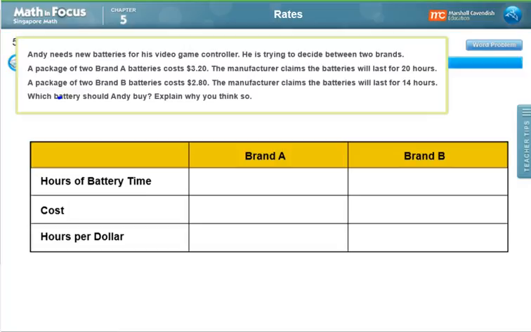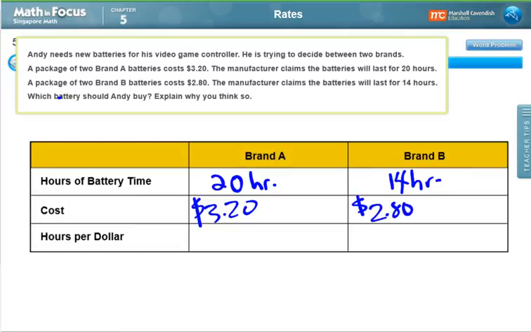So brand A is 20 hours. Brand B is 14 hours. And please make sure you're putting units in here. Cost, $3.20 and $2.80. And he wants to decide which one he should buy. Well, brand B is cheaper, so let's buy that one.